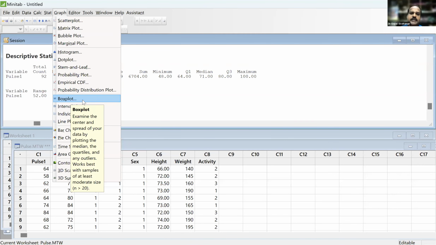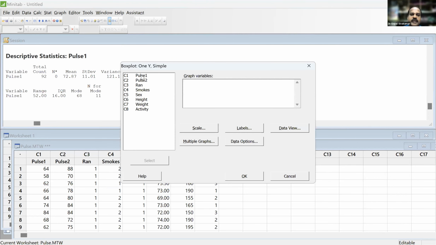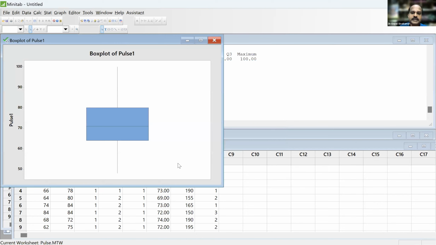We have about 92 data points. So let's go for it. Box plot, a simple box plot. I give OK. And now which is your variable? Pulse, which is typed in column number 1. Click and select. All right. And then you just go for OK. Divakar, can you see the box plot now? Yes, sir.